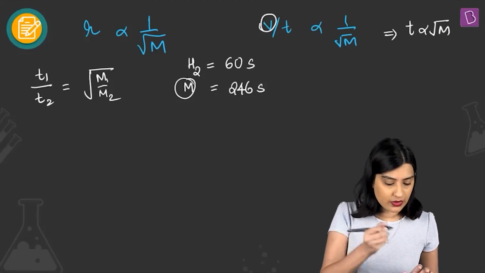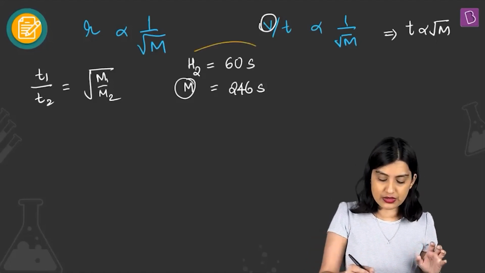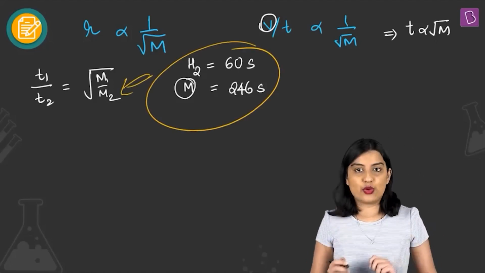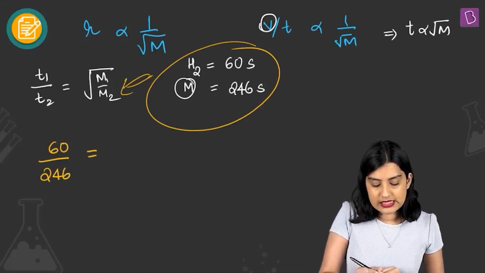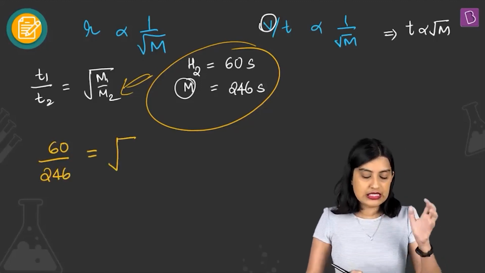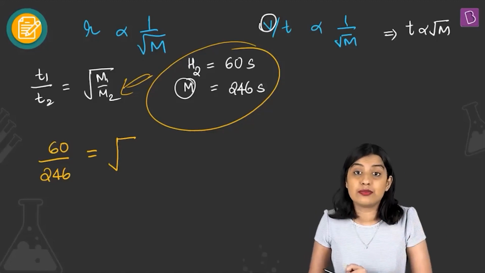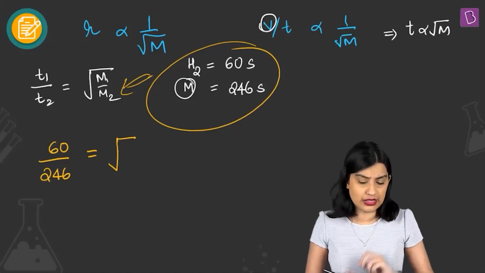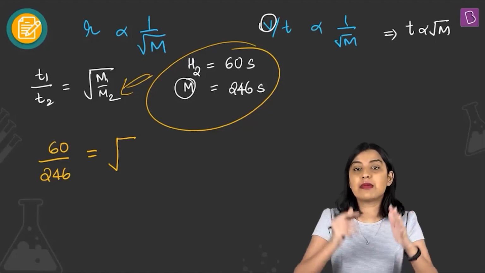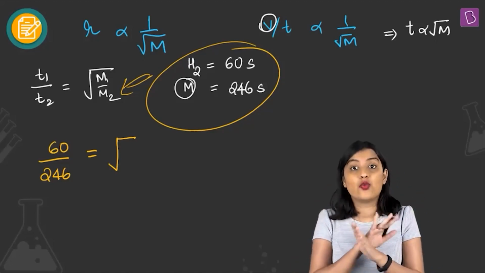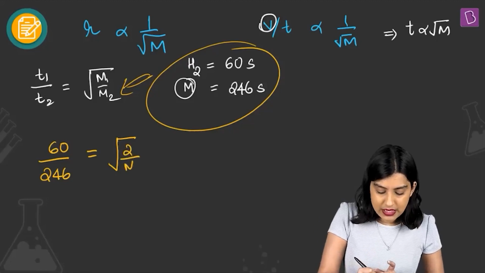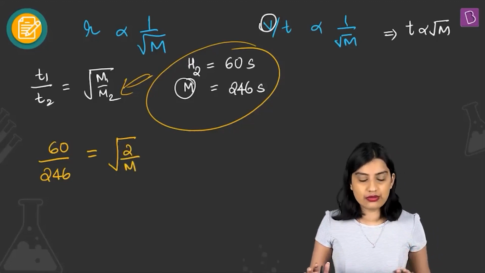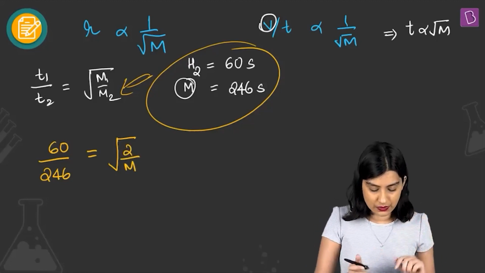Very important. Okay, so now let's substitute these things into the formula and see what we are getting. So time 1 is 60 seconds divided by time 2 is 246 seconds is equal to under root of 60 seconds for dihydrogen. What is the molar mass of dihydrogen? 2 gram per mole. Since this is a ratio, as long as I keep my molar masses in the same units, we are good. So here I'll write 2 gram per mole divided by, let's say the mass of this mixture is M. Cool. So far, so good.